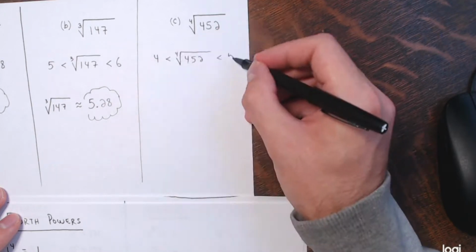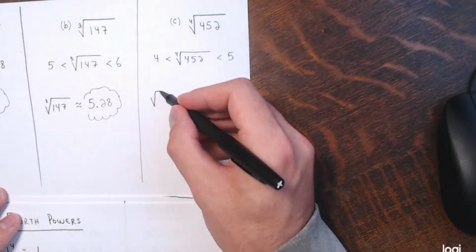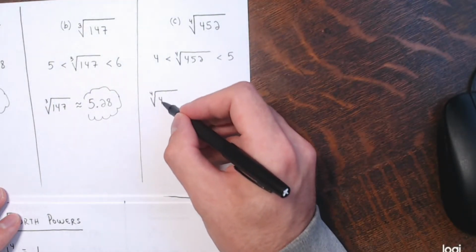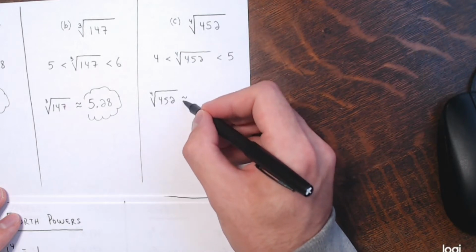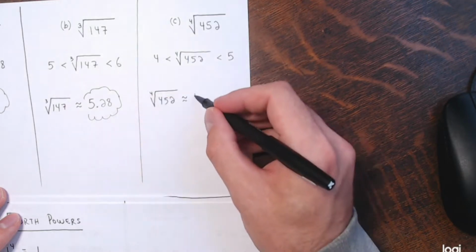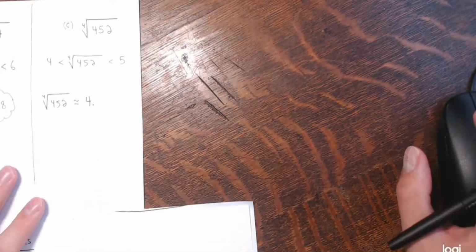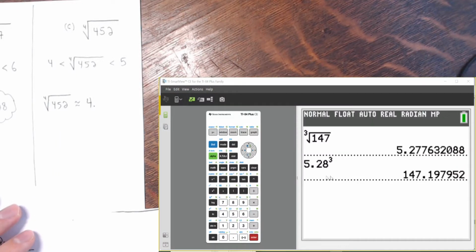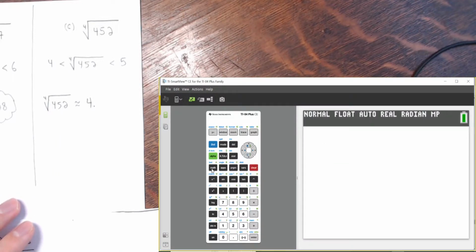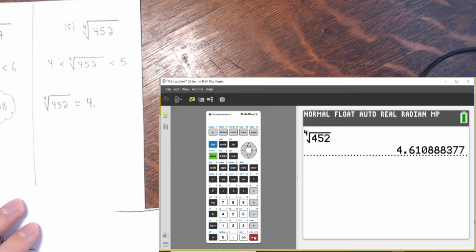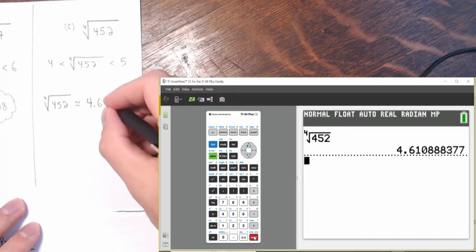So when I enter the fourth root of 452 into a calculator to get an approximation, it's going to start off with 4 point something. And then I just need to go to the calculator and figure out what that is. So again, I'm doing a fourth root, the fourth root symbol there of 452. And yeah, this should be 4.610, so to 2 decimal places, the nearest would be 4.61.